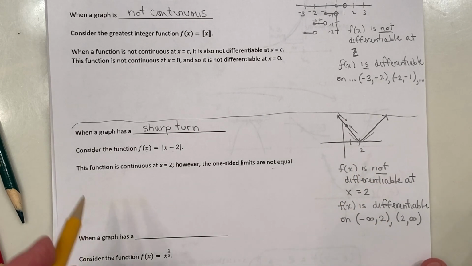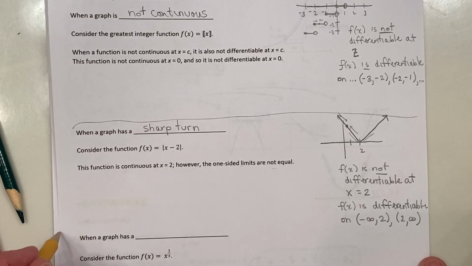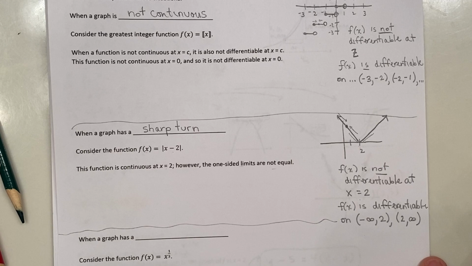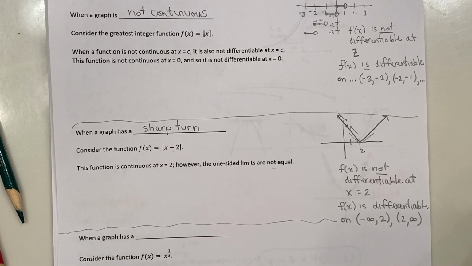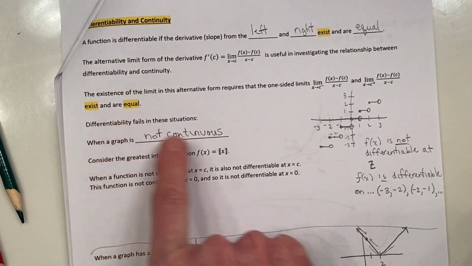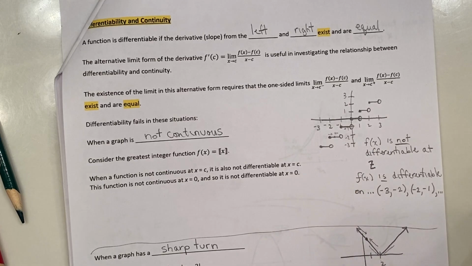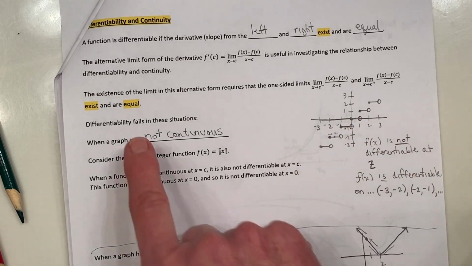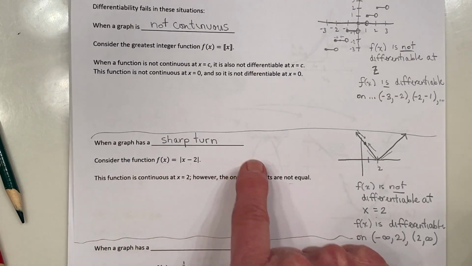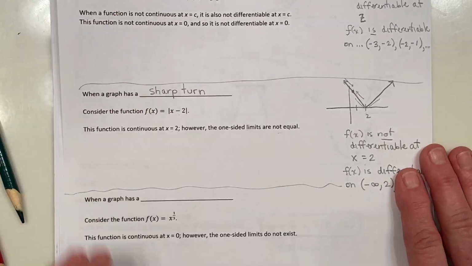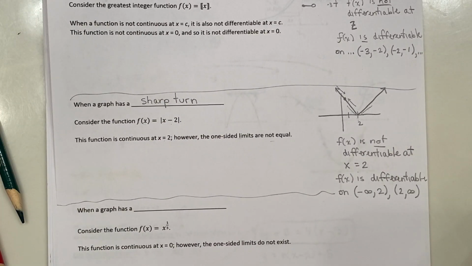And this space was left for me to go through a little proof of those two slopes. I just don't have time in this video, but like I said, this work is posted on the key on Canvas. All right, so a function is not differentiable when it's not continuous, and when a graph has a sharp turn, and then lastly, differentiability fails when a graph has what we call a vertical tangent line.